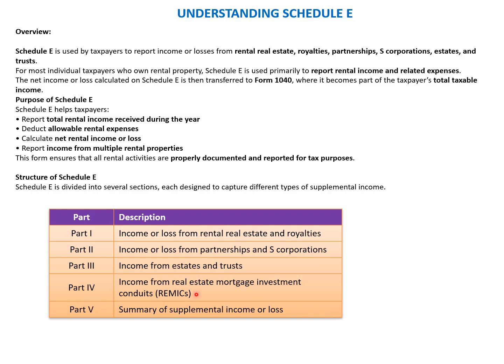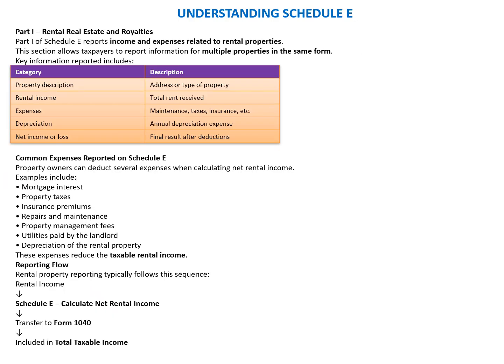So we'll move to the next slide and look at some more information on Schedule E. Part one of Schedule E is rental real estate and royalties. Part one reports the income and expenses of the rental properties. This section allows the taxpayer to report the information for multiple properties on the same form. The key information that needs to be reported in Schedule E is property description, rental income, expenses, depreciation, and the net income or loss.